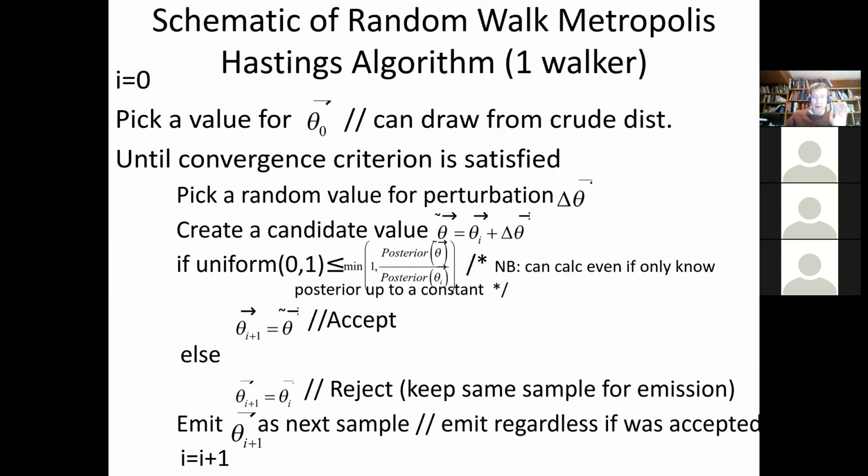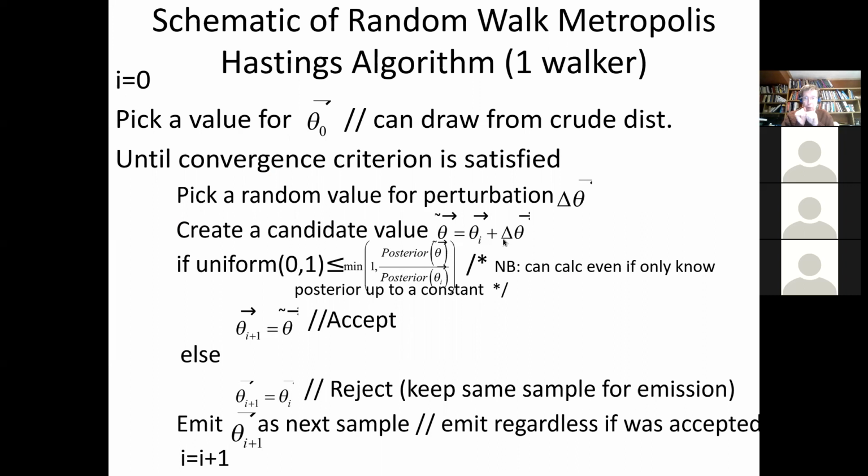we're going to pick a value for the initial value of theta. We'll draw it from some crude distribution, maybe from a prior, what have you. Okay, and then we're going to pick a candidate value, and the candidate value will be picked by picking a perturbation value. We're at some current value theta, theta sub i, where i is initially 0. We're currently at theta sub i.